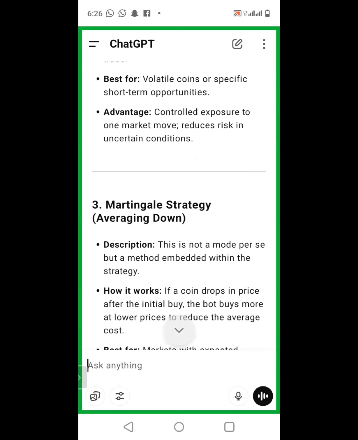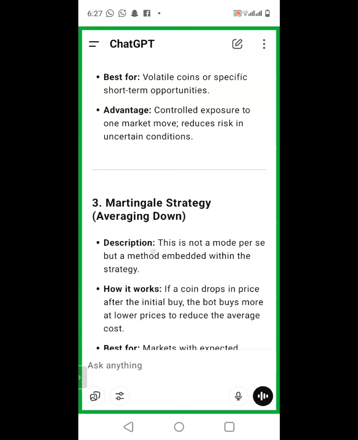Now, what is the advantage? Controlled exposure to one market move, reduced risk in uncertain conditions. So when you set your robot settings to one shot, you are trying to manage risk. We don't know if that coin will go deep after that particular trade you have set. So once you put it on one shot, you want the robot to stop selling and buying that particular coin for you.